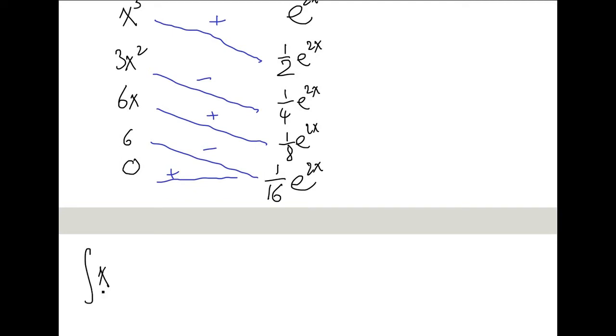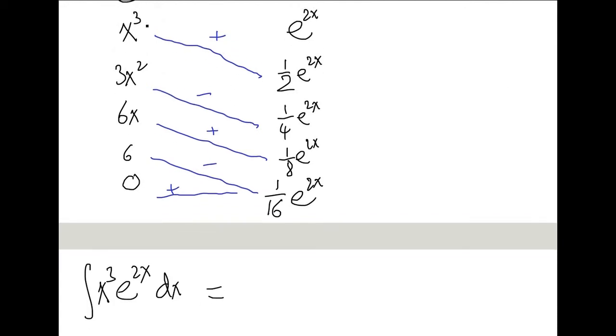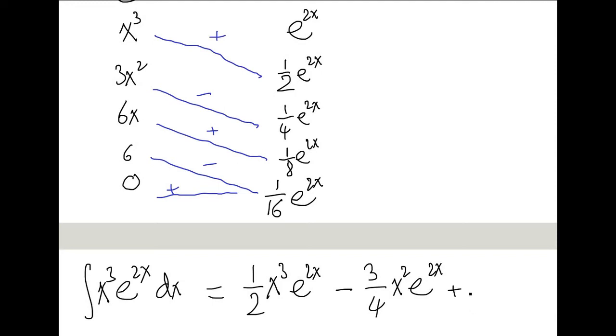So the answer is the integral of x cubed e to the 2x dx equals the first diagonal multiplied together with the plus sign, we have a half x cubed e to the 2x. The second diagonal with the minus, we have 3/4 x squared e to the 2x. The next one we have plus 6x times 1/8. So we can simplify as 3/4 x e to the 2x.